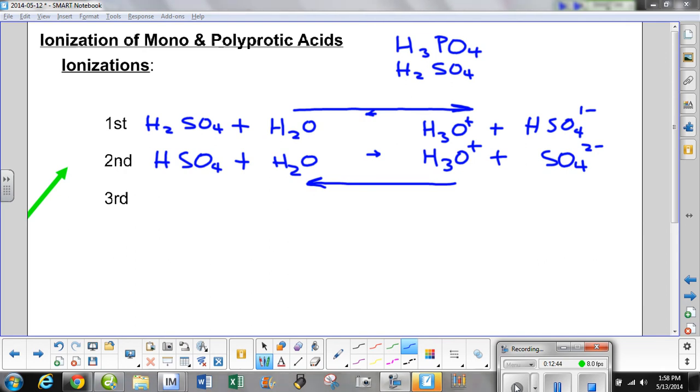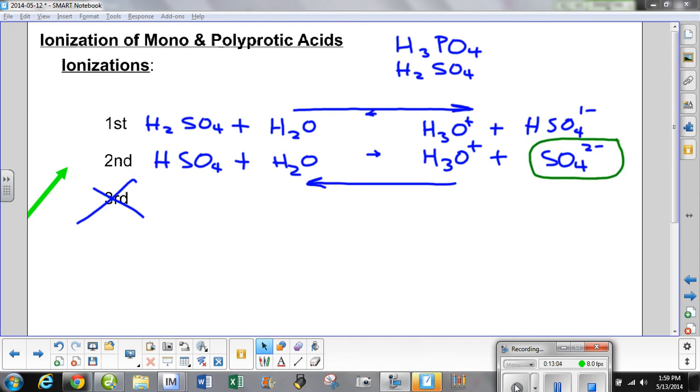Now, what about the third ionization? Pardon my English. There ain't none. Okay, why is that? Because we're down to what I call the nub. Once you're down to the original ion that was in the sulfuric acid without any hydrogens, you've gone as far as you can go. And that's it.